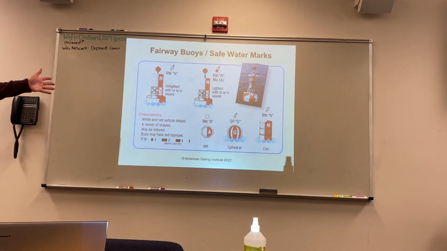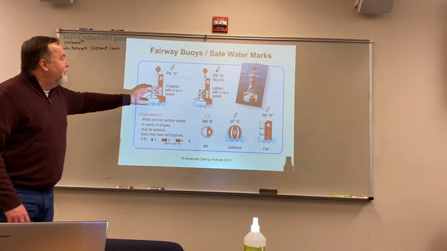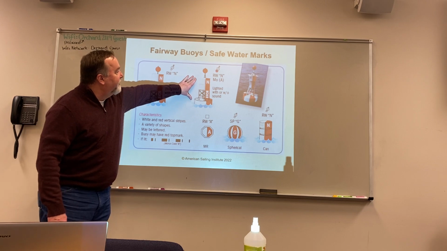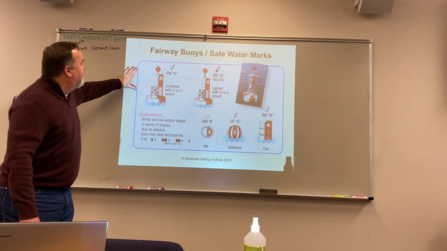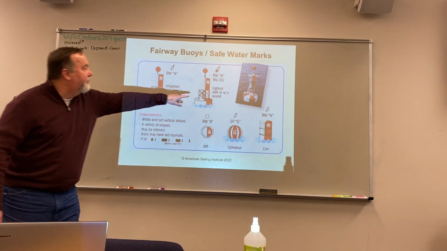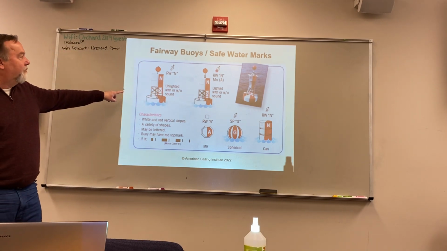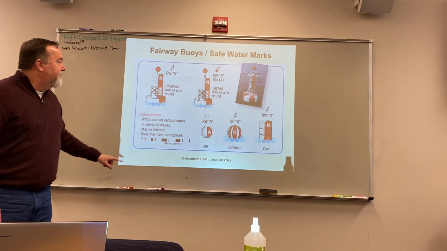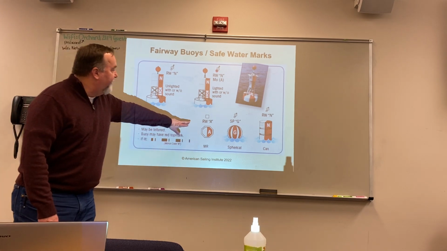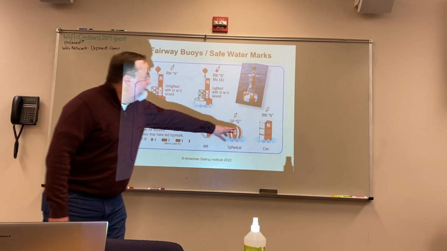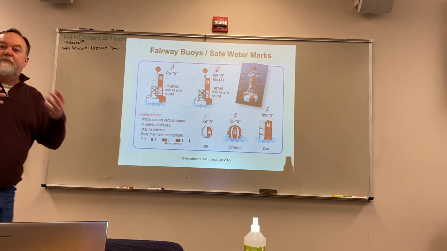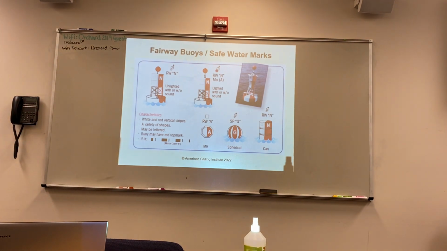There are lots of different kinds of safe water marks. This is the one that we just looked at, and this would be a safe water mark N. What's the difference between these two? One is lit and one is not. Right. But there could also be day marks. There could be a spherical ball. There could be a can. There are different ones, but if it's red and white, it's going to be a safe water mark or a fairway buoy. Red and white, you'll be all right.